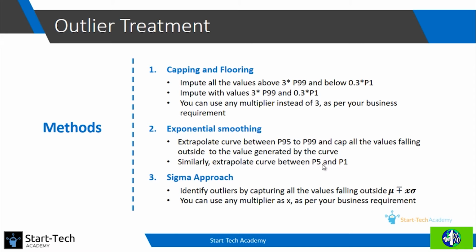Third is the sigma approach, which is popular in the manufacturing industry. In this approach, all values beyond some sigma, for example, all values which are farther from the mean by more than 3 times standard deviation, are replaced with the value mean plus 3 times standard deviation. This gives results similar to the first one. So 1 and 3 are actually equivalent. With this, we now know how to identify outliers and how to treat them.